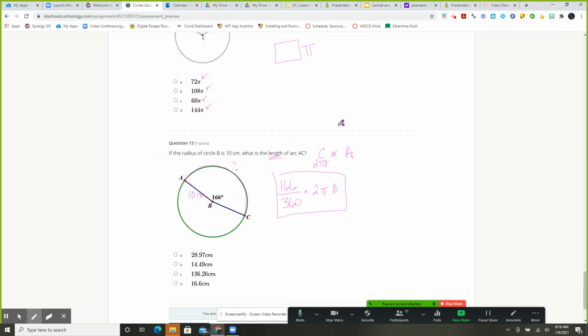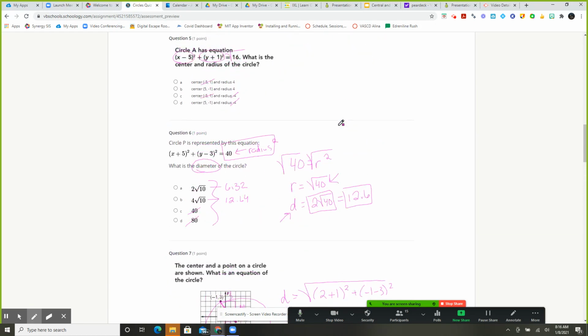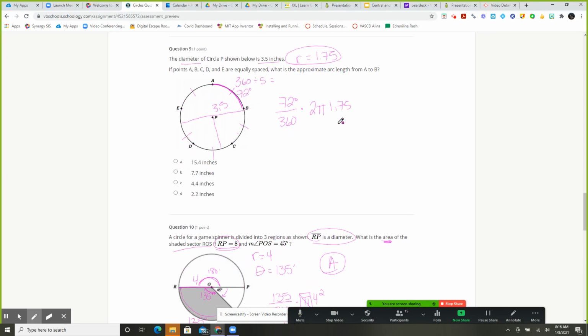Was it helpful to review them? What was number 9? Let's look. So we took that circle and we divided it into 5 pieces and got the 72 degrees. And then we put it into our formula. And you had to make sure that you knew the diameter was 3.5, so the radius was 1.75.